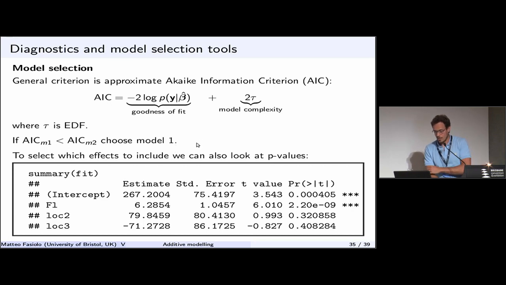And then, of course, when you have fitted a GAM model, which I call fit here, you can call summary as in a standard regression model, and look at p-values, and those can help you as well to determine whether it should include an effect or not.